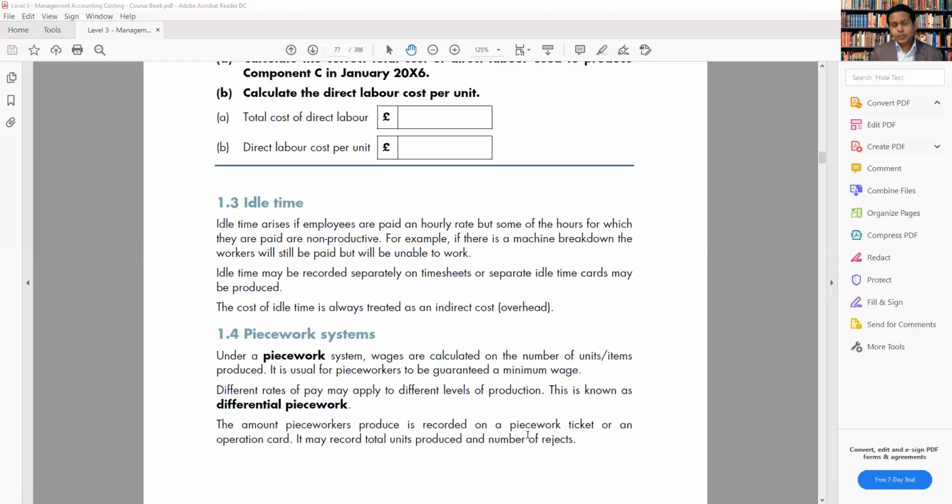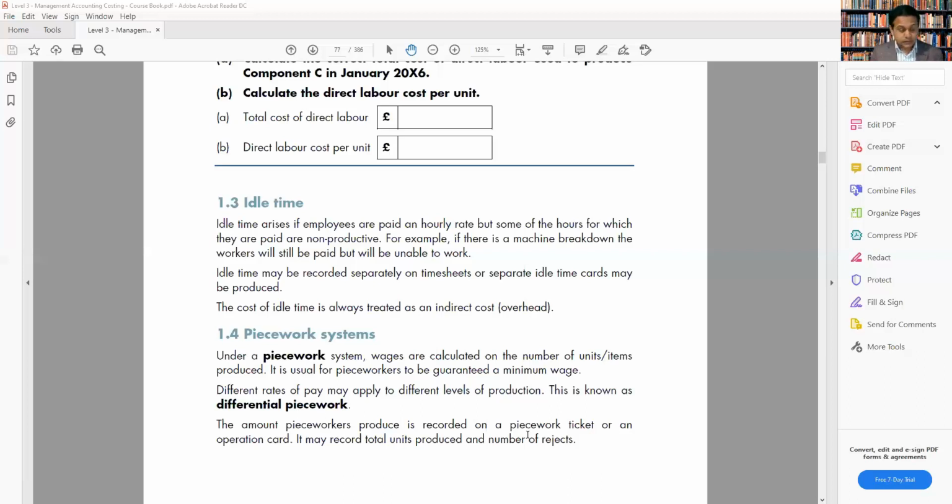that. Let's say you work in a factory and suddenly the machine breaks down, or the power is cut, there is no electricity. For any reason, if you cannot carry on your work but you still get paid, then whatever money you get paid without working is called idle time.